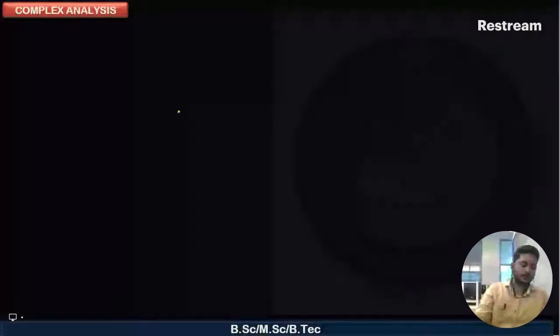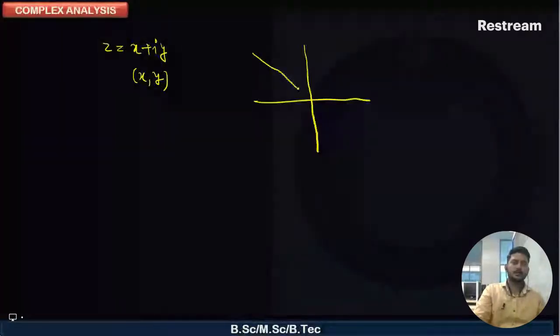For a non-zero complex number, take z = x + iy, with some line segment or vector from the origin to the point (x, y), and replace it in the complex plane. So now I'm going to work in a complex plane.